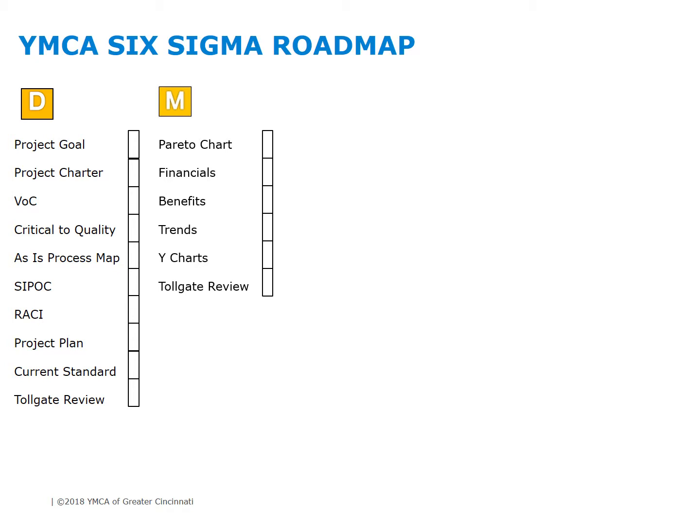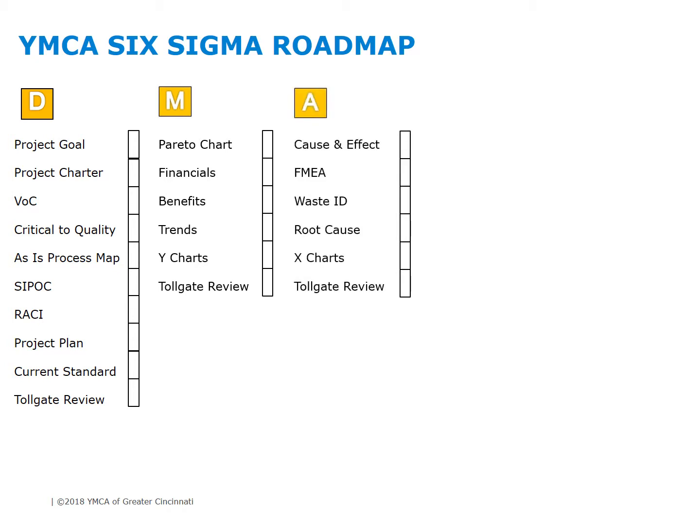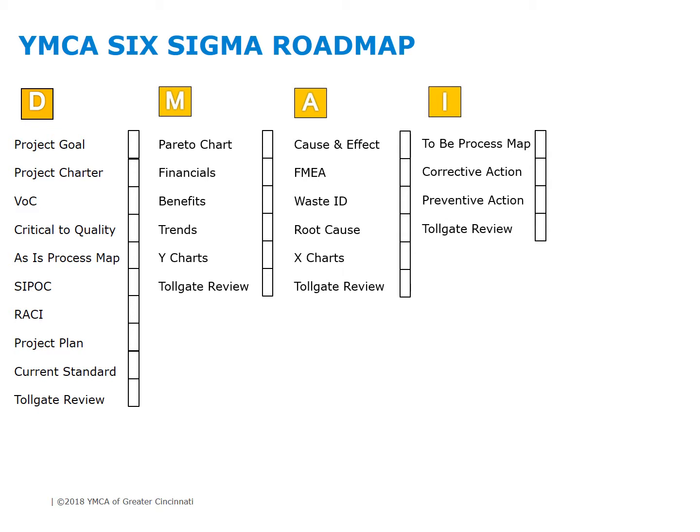Module 4 will demonstrate methods to find the root cause of our problem and apply the appropriate changes in the improve phase. Module 5 will teach us how to close the loop in the control phase.